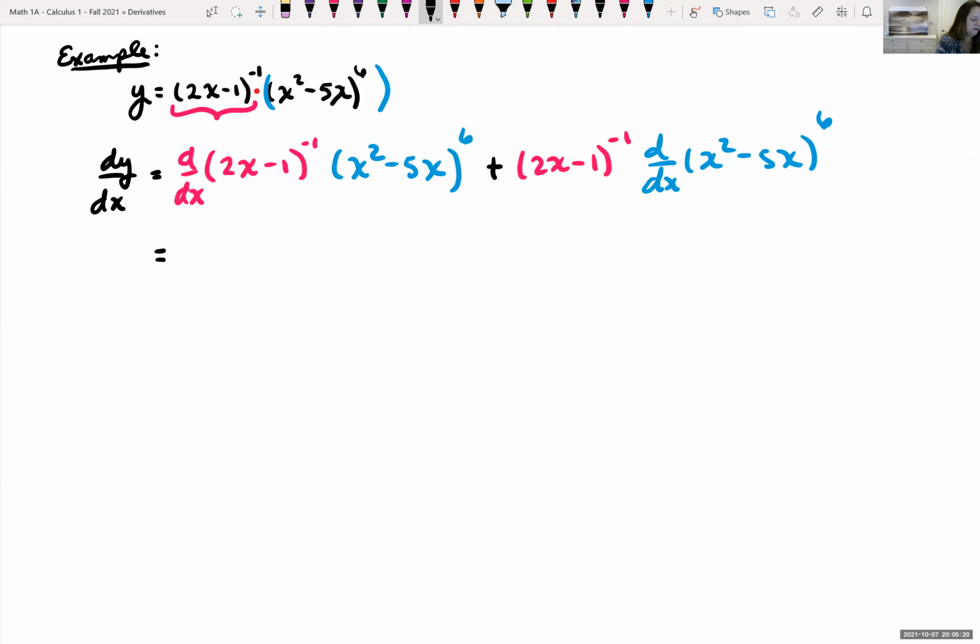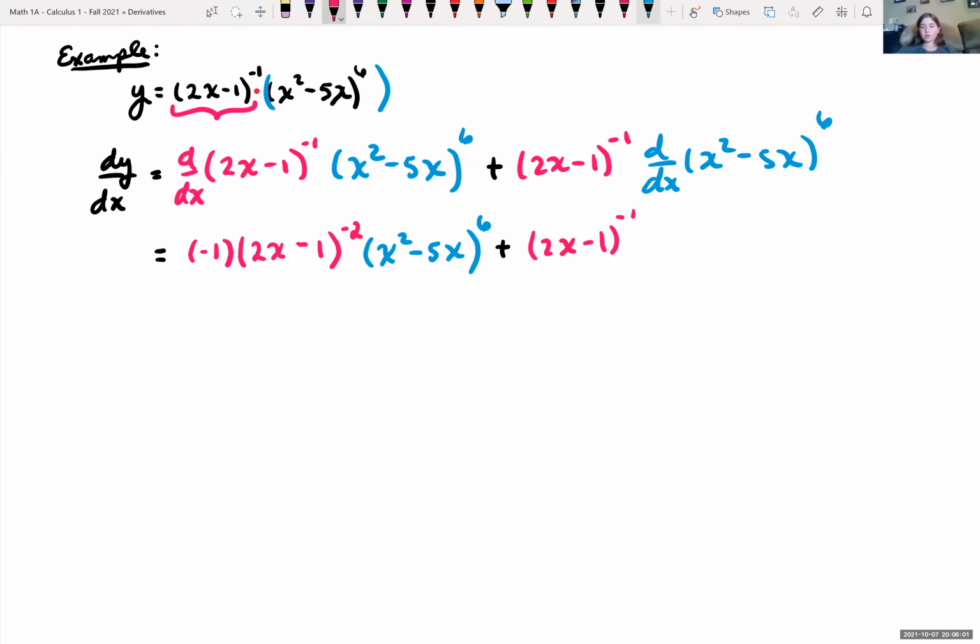Okay, so now when we take the derivative of that first function, we need to use the chain rule. So we want to bring our exponent down front using the general power rule here. So negative 1 times what's inside, 2x minus 1, and subtract 1 from our exponent. So subtracting 1 from our exponent of negative 1, we get negative 2. All times the second function, x squared minus 5x to the 6, plus the first function, leave it alone, 2x minus 1 raised to the negative 1.